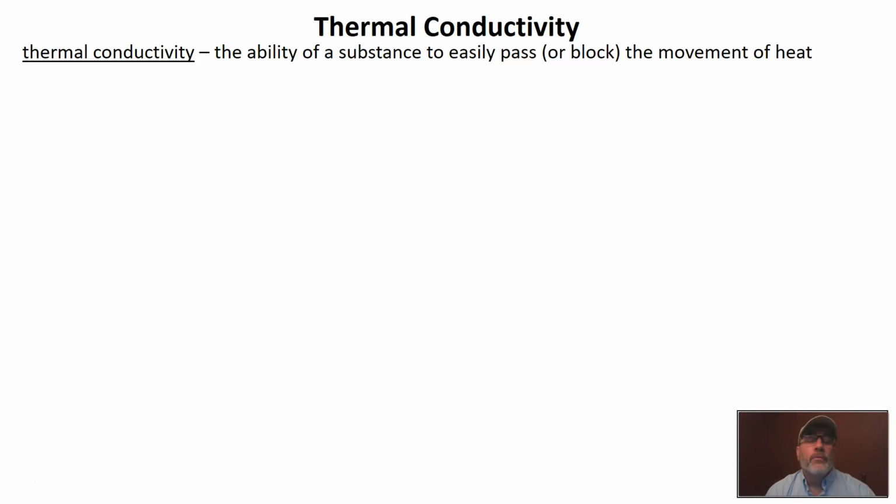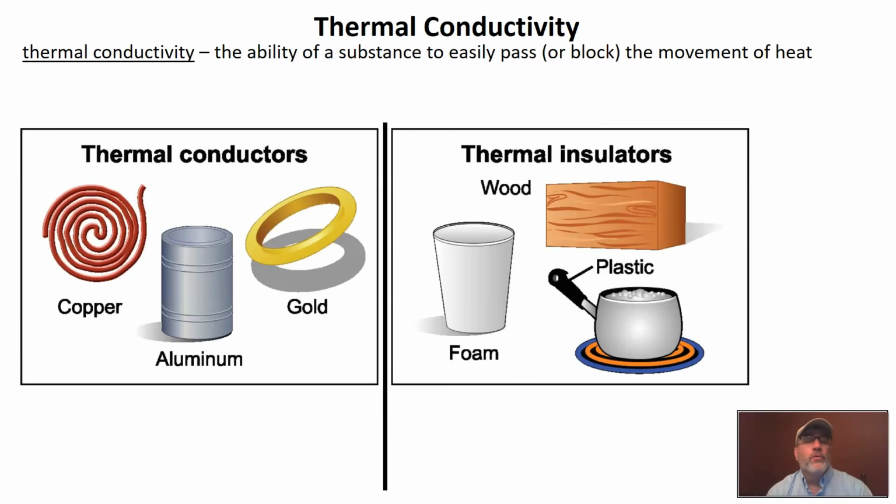One of the properties that many materials or substances have is something called thermal conductivity. Thermal conductivity is just the ability of a substance to easily pass or really block the movement of heat through it. So we have two basic groups. One group of materials is going to pass heat very easily, and another group is going to really block heat from moving through it.